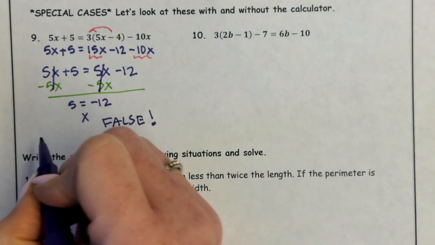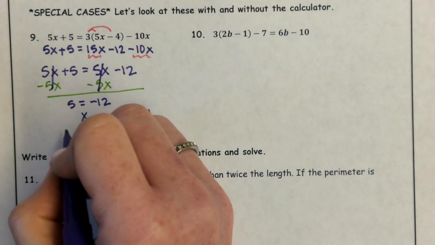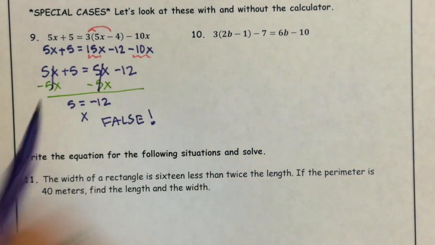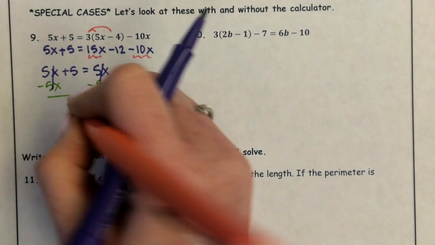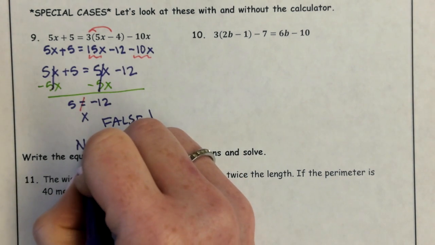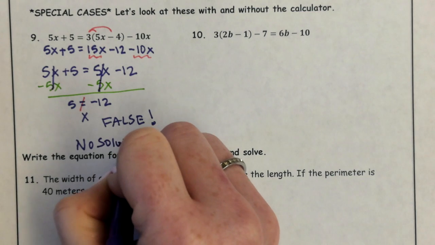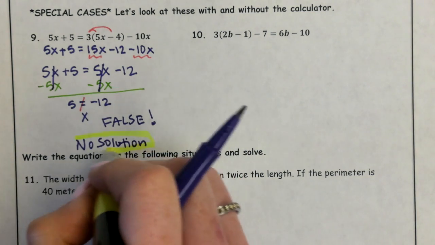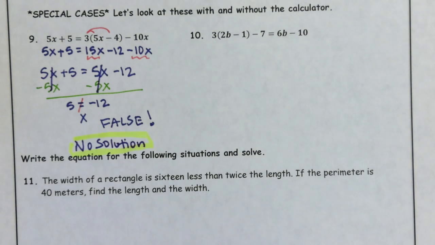So if your variables go away and you get a false statement, like 5 does not equal negative 12, then we would say the answer is no solution. And your calculator will tell you those. It'll say no solution when you do these ones. Okay, so that's one special case, is when we have no solution: our variables go away and we have a false statement.